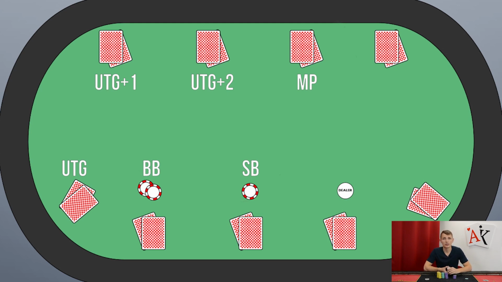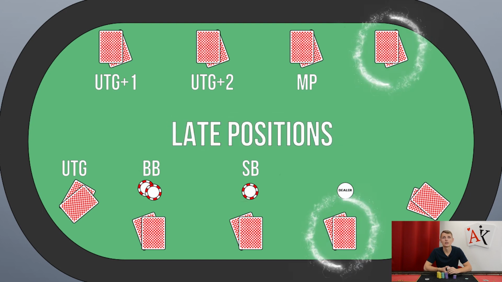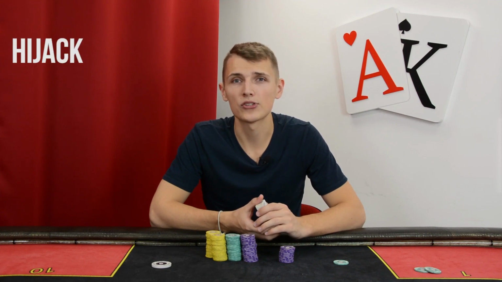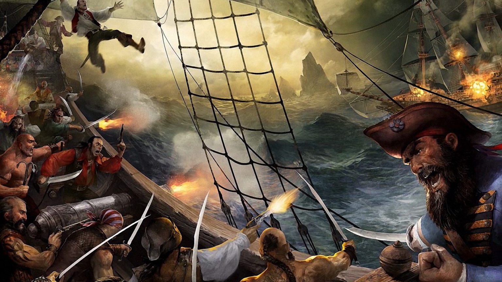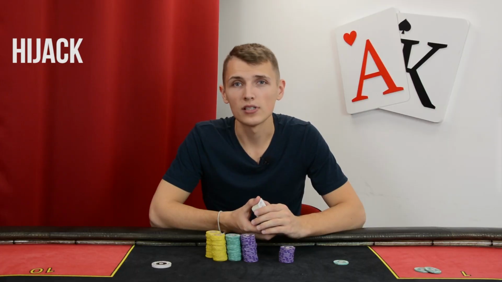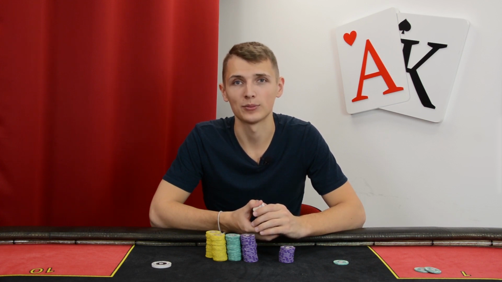The last 3 positions on the right side of the button are called late positions. And also they can be called stealing positions, because from those positions you can try to steal blinds from your opponents. Two positions to the right from the button is called hijack. Also, it is the 7th position at a full ring table when you have 9 players. This name comes from pirates who tried to hijack different ships. And when you're playing poker, you also try to hijack in these positions because you want to steal blinds too. You just want to attack blinds.